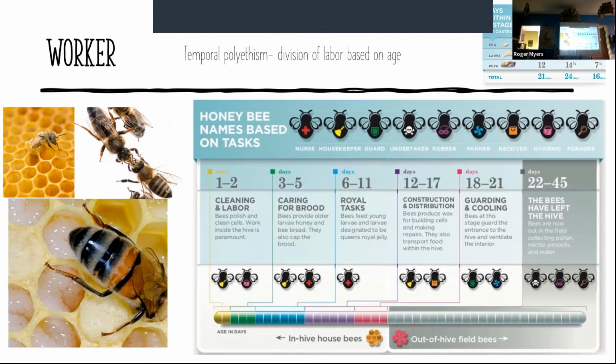So what she's stuck doing is cleaning and labor. She's going to go around and clean out cells and get them ready for the queen to lay. Then around 3 to 5 days, she's going to start caring for her baby sisters. She's going to start taking care of the larvae, the brood that's in the nest. At 6 to 11 days, she's going to do royal tasks, so she's going to start taking care of the queen. She's going to feed the queen. And then a little bit later on in their lives, bees will start doing guarding and cooling.